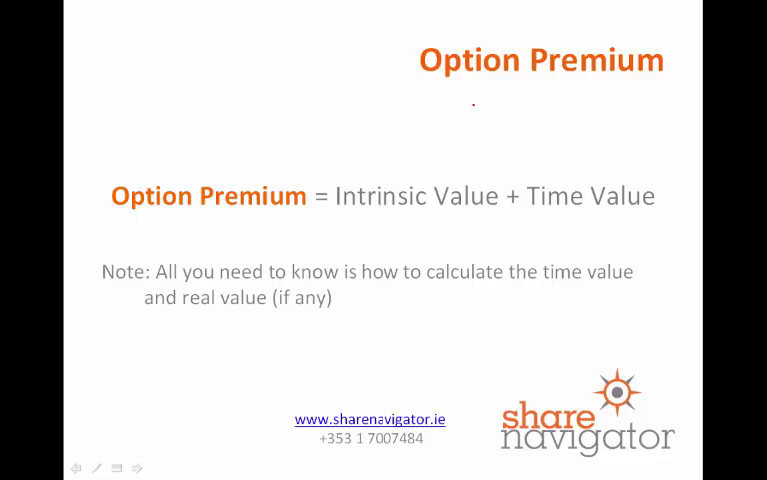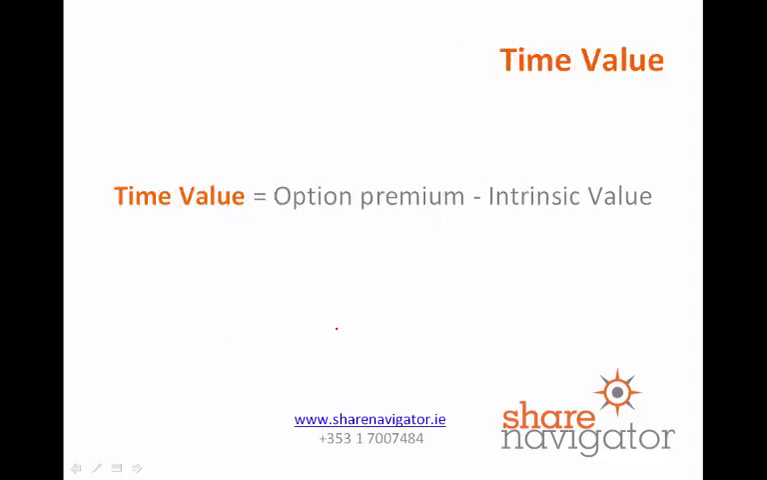So back to our formula. The option premium equals real value plus time value. Note, all you need to know is how to calculate the time value and real value, if any, in an option premium. This is really the important part when you're talking about the value of options.